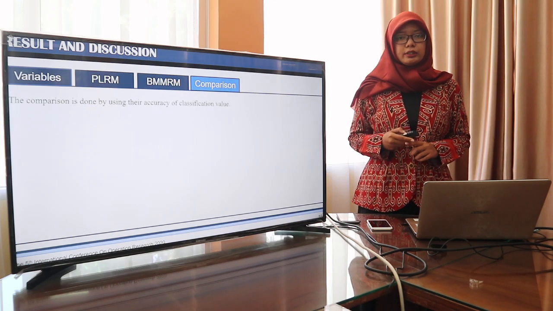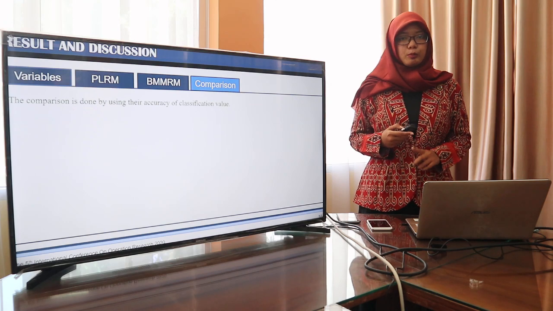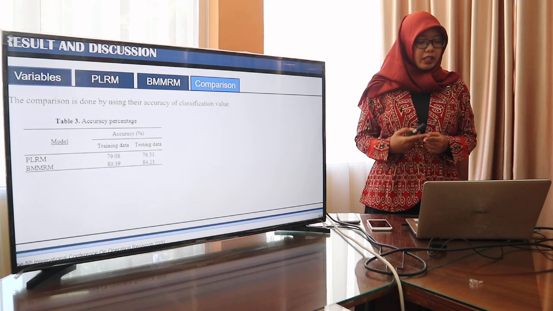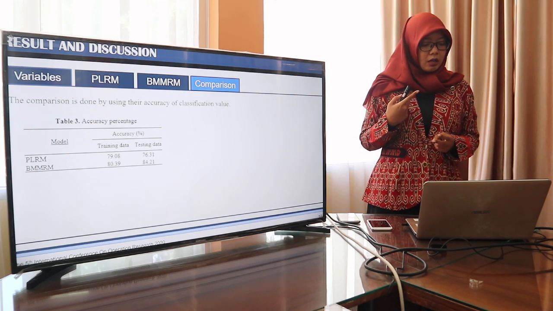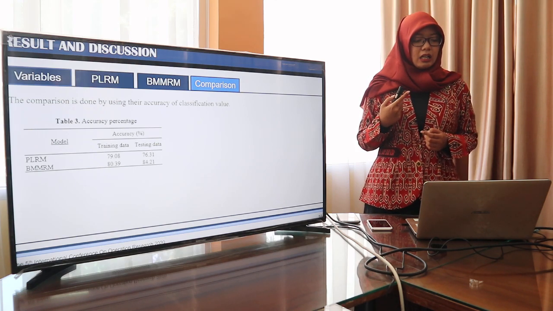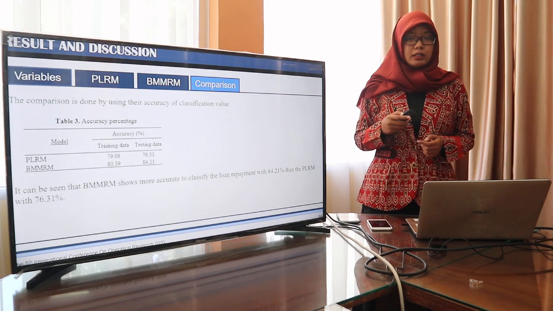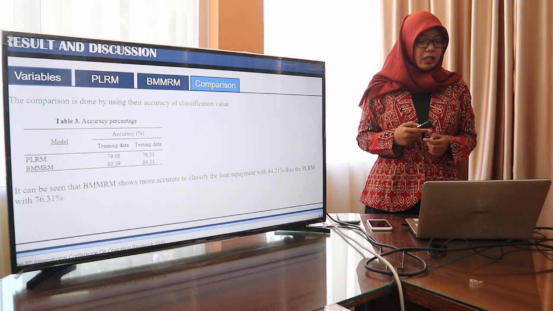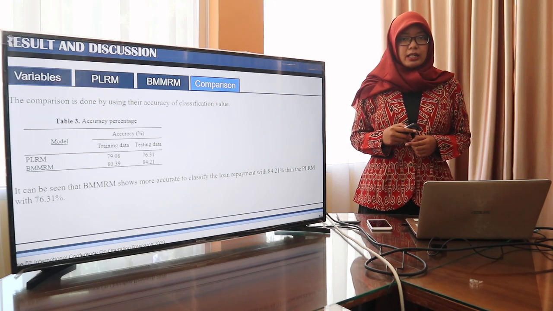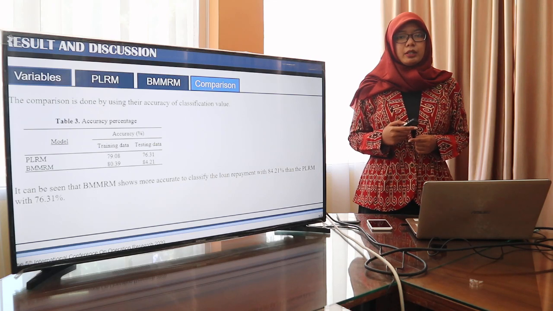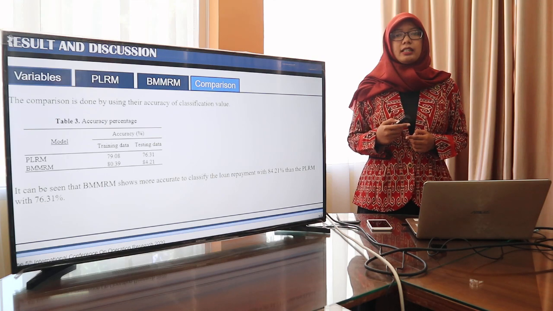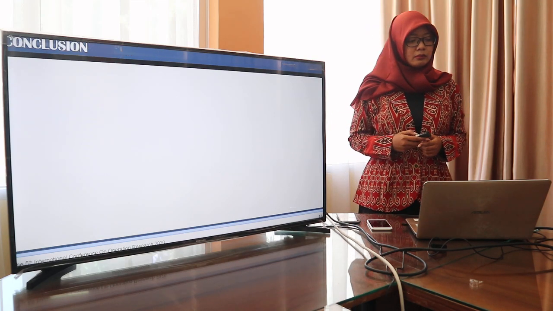The model is chosen based on the largest probability value, and the accuracy results of PLRM and BMMRM for 80% training data and 20% testing data are given in table 3. Based on table 3, it can be seen that BMMRM is more accurate in classifying loan repayment than the PLRM. The BMMRM demonstrated its ability to work 8% better in classifying loan repayment than PLRM.